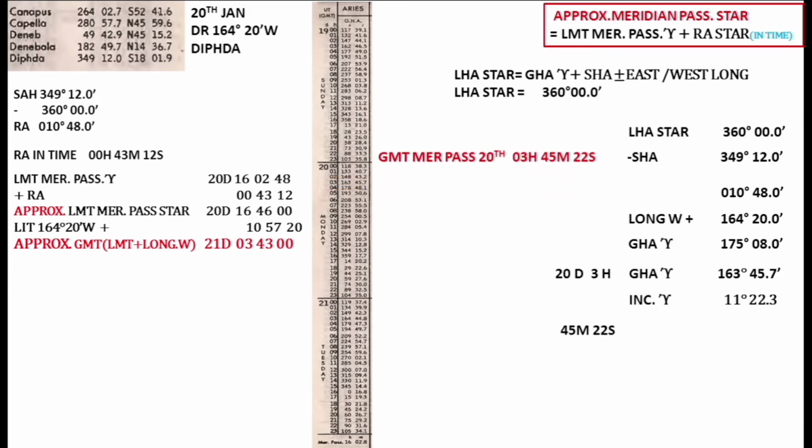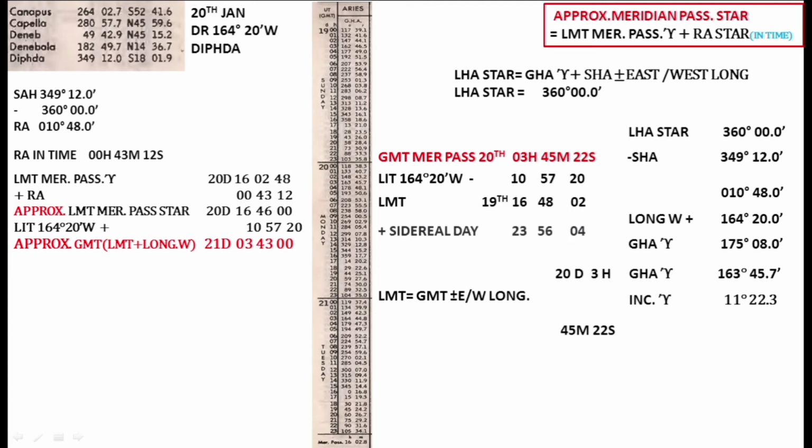So I should see if this GMT is correct for my LMT. For GMT, this formula here, I apply my longitude in time, and when I do it, I'm getting my LMT as 19th. But the LMT has to be 20th. So what I do is I add sidereal day which we just discussed, so that my LMT comes to 20th. And now my LMT has come 20th.